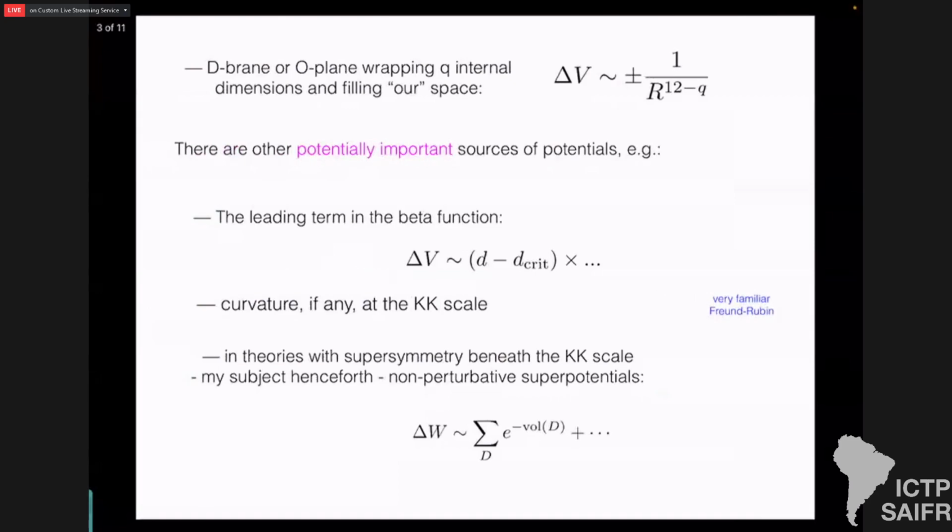So that's one contribution. Now, string theory also comes with D-branes and O-planes, D-branes and orientifold planes. If you have such an object wrapping Q internal dimensions and filling the non-compact space, you get a contribution to the potential that goes like the tension. It can be positive or negative, depending on whether it's a D-brane or O-plane, and the scaling is like 1 over R to the 12 minus Q.